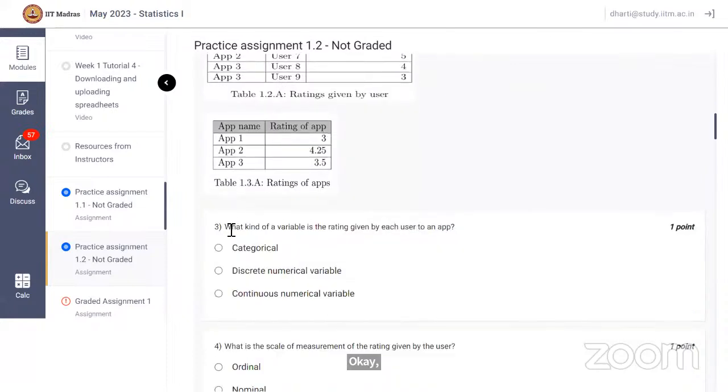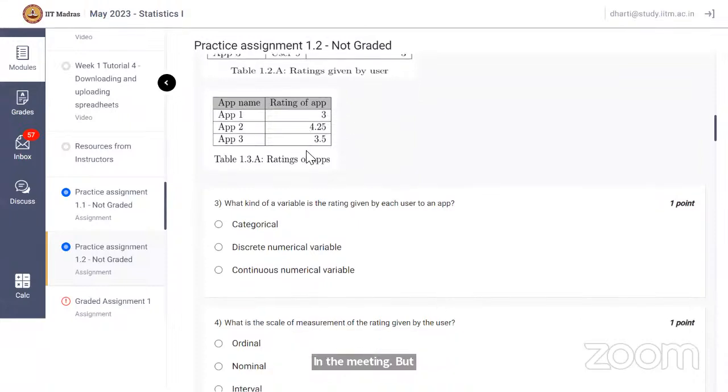No. The first question is about an app. The table is different. What kind of variable is the rating given by each user to an app? Okay, to an app. At that time, you have to look at this table, in context to an app.